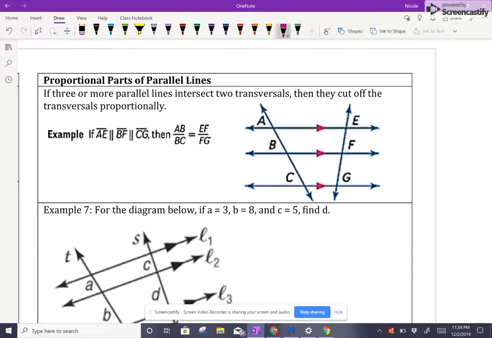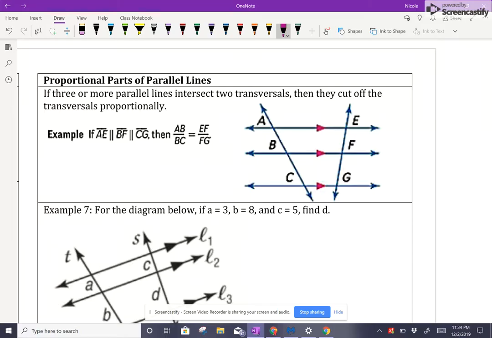All right, the last section of 7.4 says the proportional parts of parallel lines. What this is talking about is if you have 3 or more parallel lines, so you could have 3, 4, 5, 12, 15, has to be more than 3 though. If they intersect 2 transversals, then they cut the transversals proportionally.